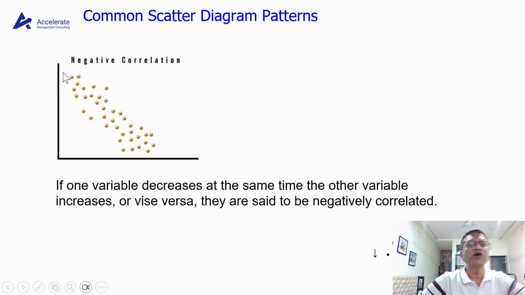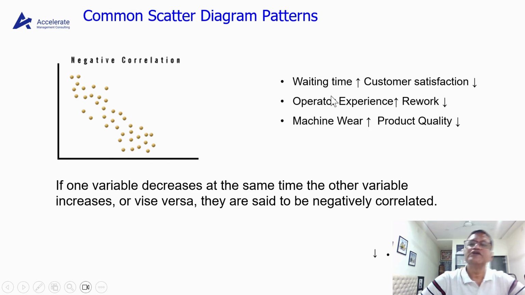Similarly, we can have negative correlations. So when X increases, Y decreases. This is said to be negatively correlated. Examples of these are: as waiting time increases, the customer satisfaction decreases. If operator experience is increasing, then the rework quantities would go down. If machine wear rate increases, then the product quality would go down.